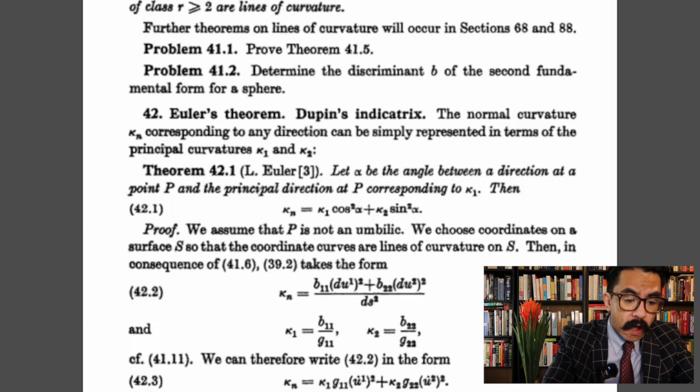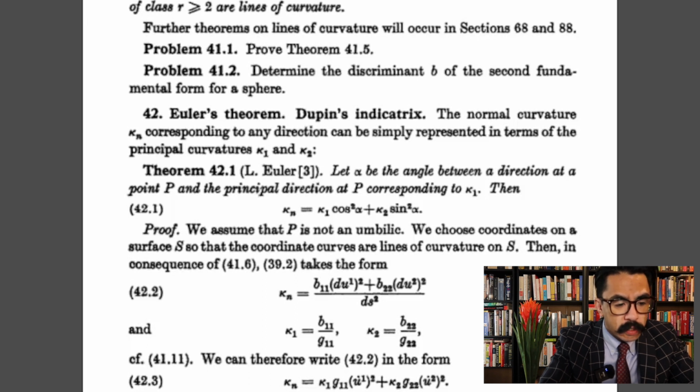We assume that capital P is not an umbilic. We choose coordinates on a surface capital S so that the coordinate curves are lines of curvature on capital S. Then, in consequence of the relation from Theorem 41.3, that is G sub 1, 2 equals 0 and B sub 1, 2 equals 0, the relation for normal curvature takes the form kappa n equals a fraction with the numerator of B sub 1, 1 times du1 squared plus b sub 2 2 times du2 squared all over the quotient ds squared. And kappa 1 equals b sub 1 1 over g sub 1 1 and kappa 2 equals b sub 2 2 over g sub 2 2.